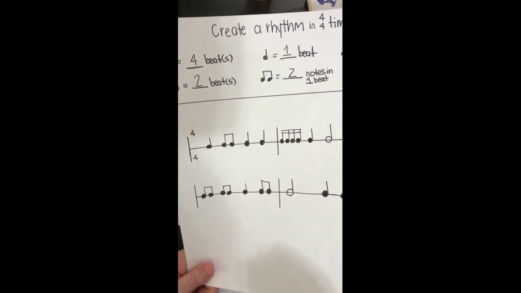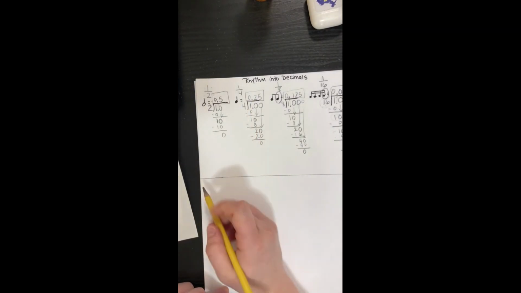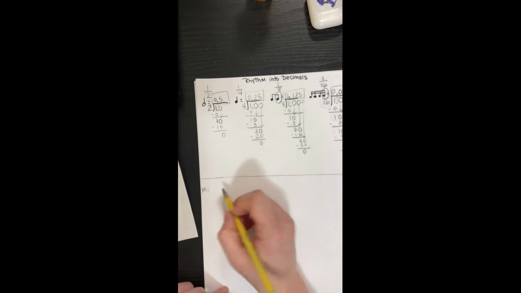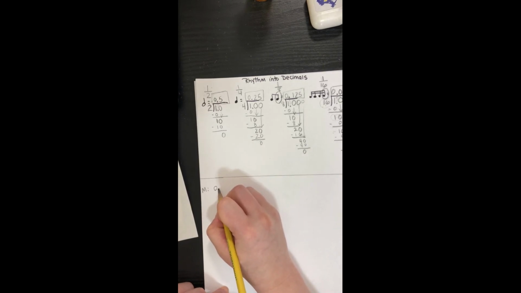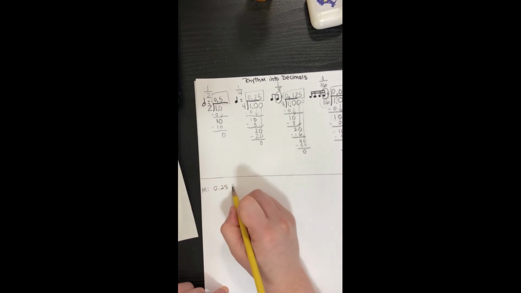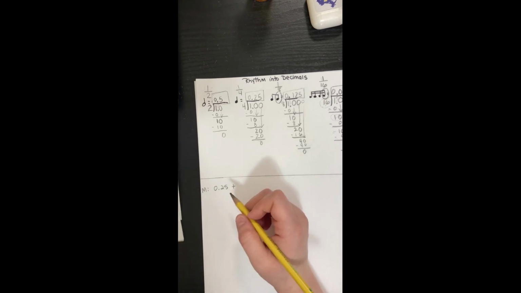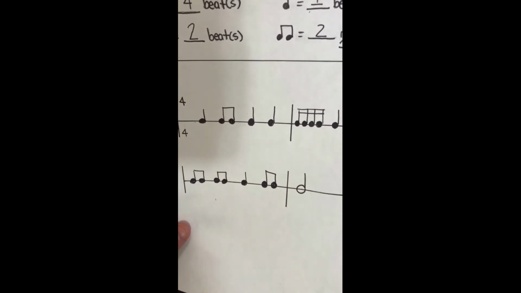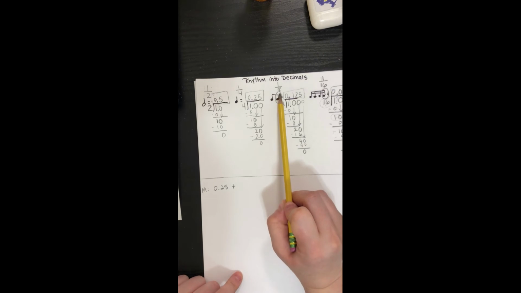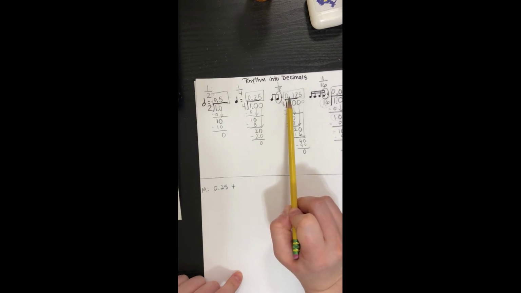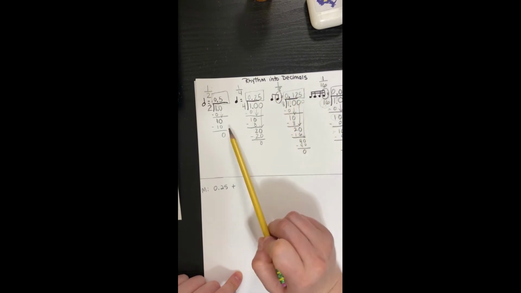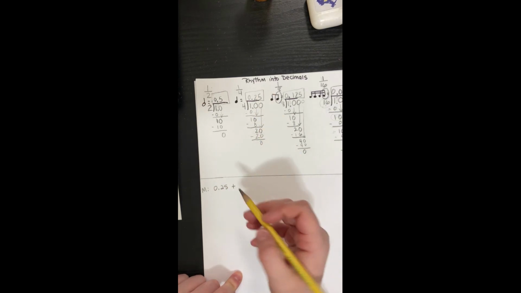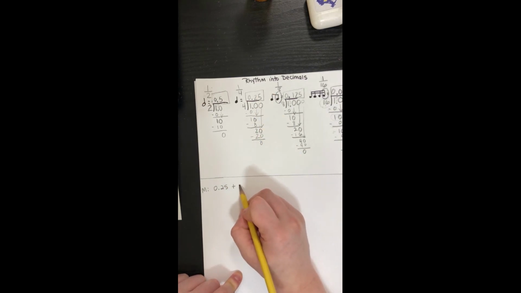So the first measure, I'm looking for a quarter note. A quarter note in decimal form is 0.25. So let's write that, 0.25, that's my quarter note. Plus, I have an eighth note pair. All right, an eighth note pair. So I know that 1/8 note is 0.125. So I need a pair, so I'm gonna have to add that 2 times.